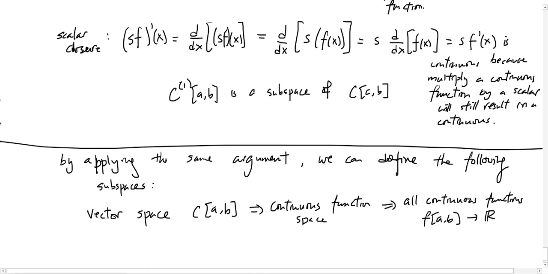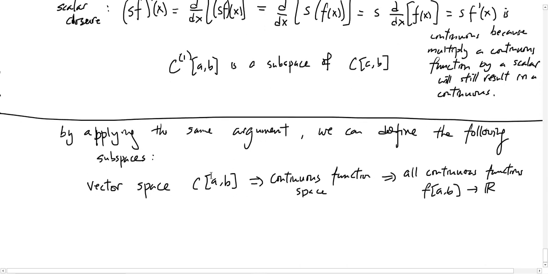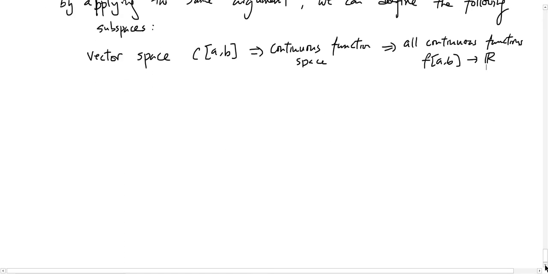Remember, in this notation, [a,b] is the domain of the function. More often than not, it will probably be negative infinity to positive infinity, but it could be something specific. So that is my vector space. Now I can define the following subspaces. These are subsets of the continuous function space, so they're all smaller, and they continue to get smaller and smaller in each layer as they go down. The next one would be C^1[a,b], the continuous first derivative function space.